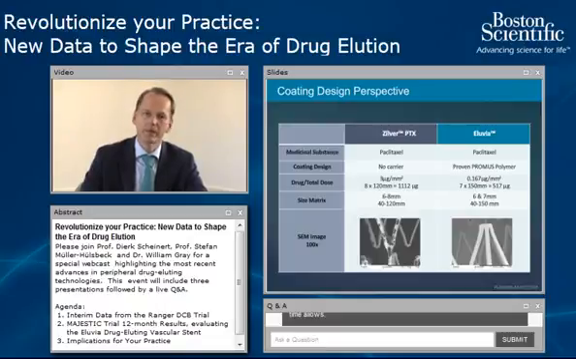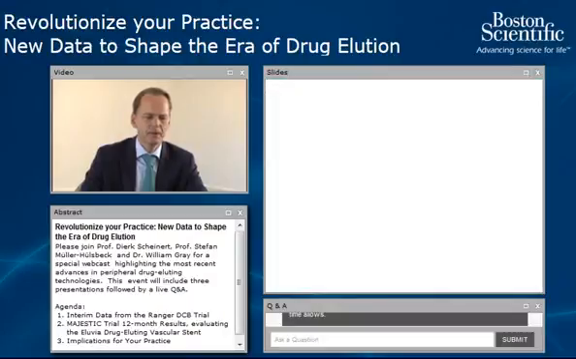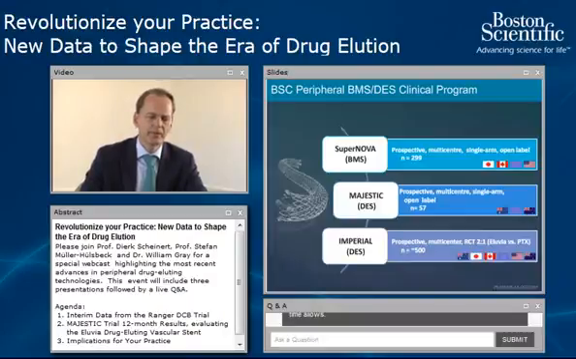If you look at the scanning electron micrographs at a magnification of 100, you see the uniform distribution of the polymer and the drug on the Eluvia stent, as you can see in the right corner. The Boston Scientific peripheral bare metal stent and drug-eluting stent clinical program consists of the Supernova trial.